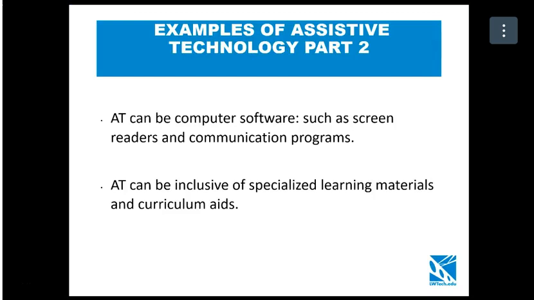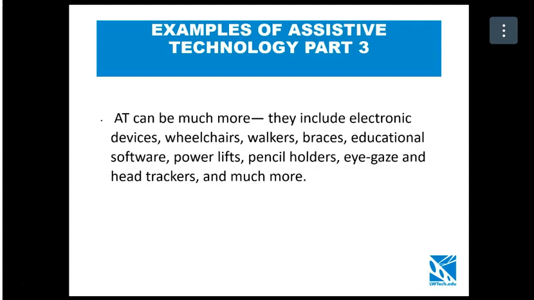It can also be computer software, such as screen readers and communication programs. Assistive technology can be inclusive of specialized learning materials and curriculum aids. Assistive technology can also be much more. They include electronic devices, wheelchairs, walkers, braces, educational software, power lifts, pencil holders, eye gaze and head trackers, and much more.